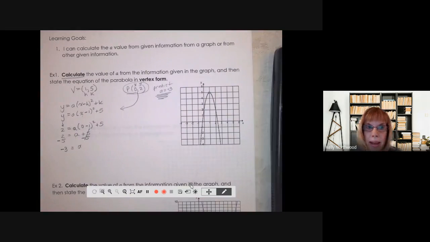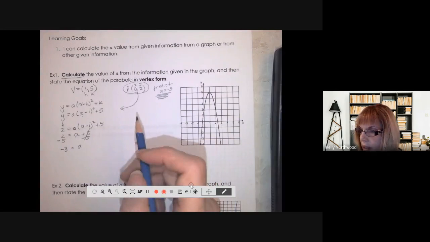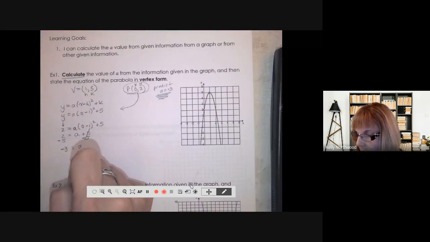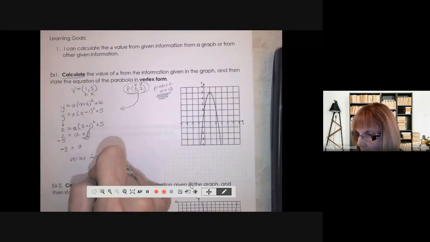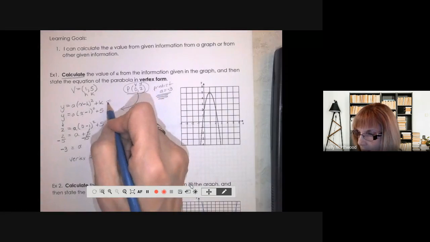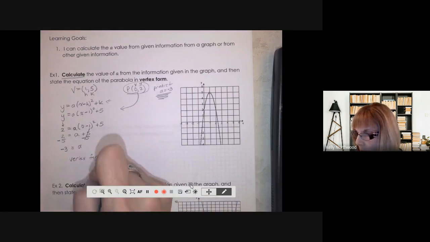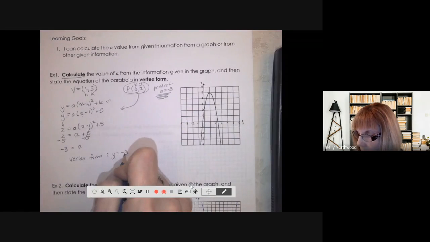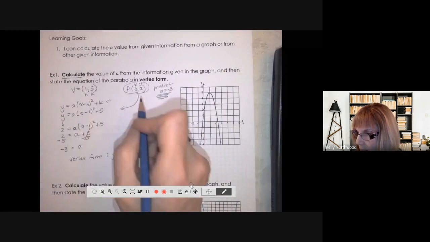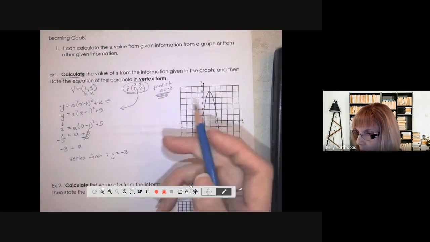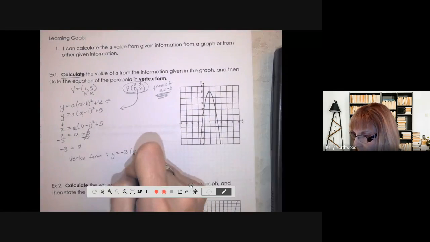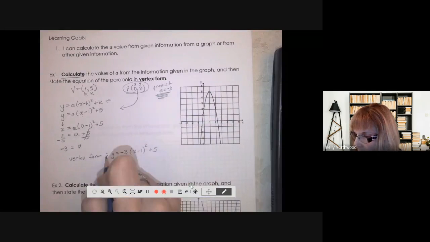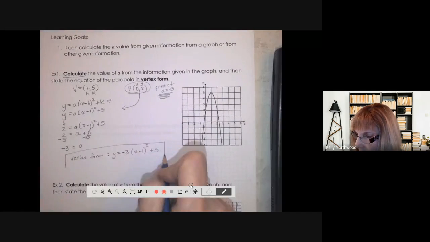Okay. And then now I want to write it in vertex form. So that's going to be that form, just substituting in H and K. So now I know A is -3. I already knew my H and K were 1 and 5. Don't forget the squared. And that would be your answer.